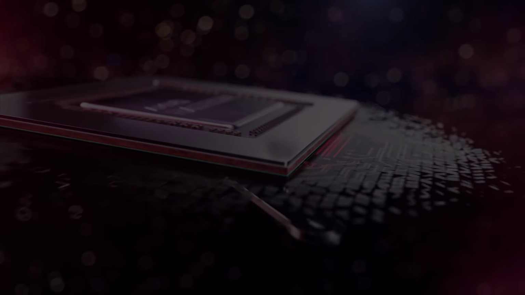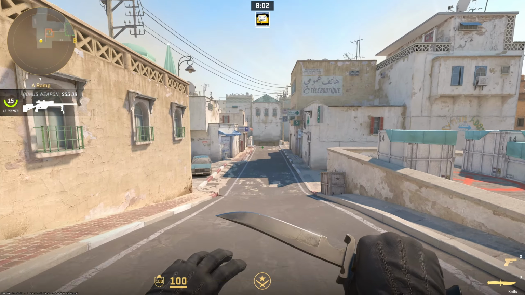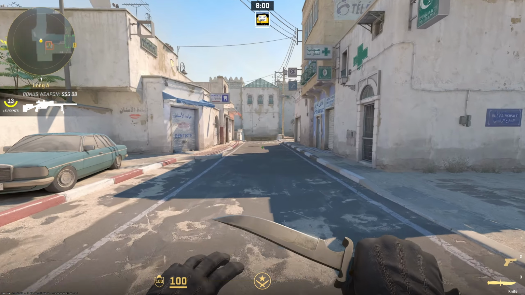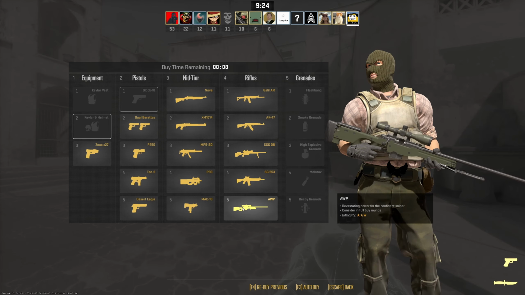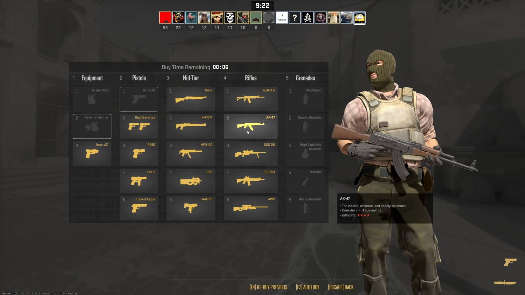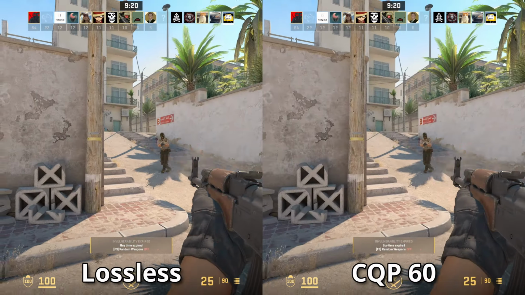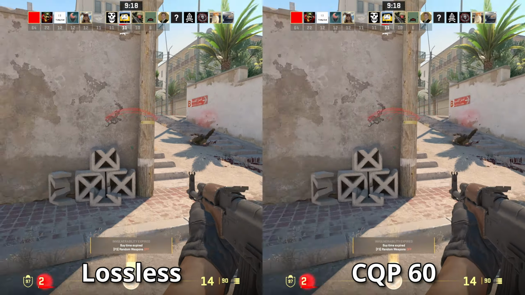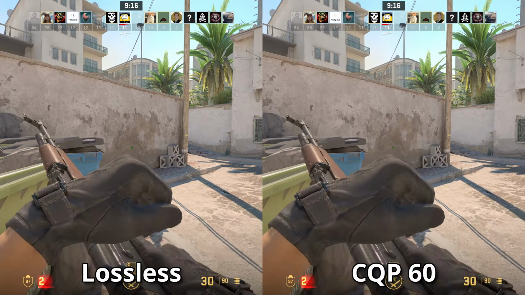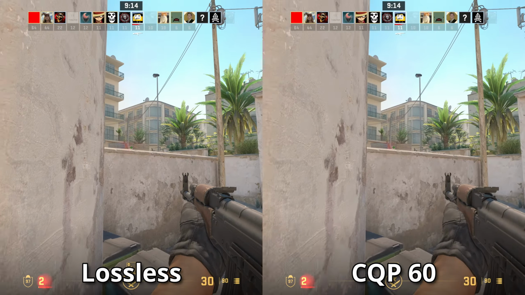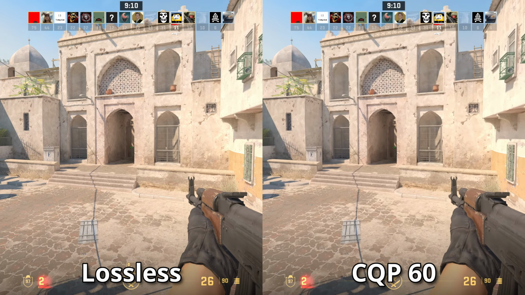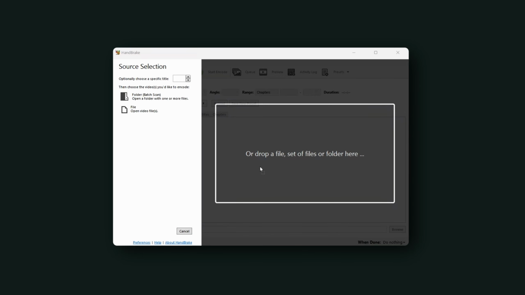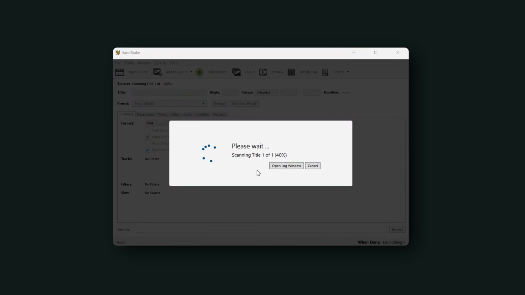Let's get into it. To test the encoding settings, I first recorded some lossless CS2 footage. I wanted to have the exact same footage, just encoded with different qualities, so I can look at the exact frames side by side and analyze them closely, which in my perfectionist mind was perfectly reasonable and not overly unnecessary at all. So I took the footage to Handbrake, where I noticed something weird.